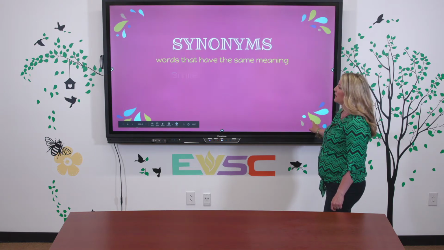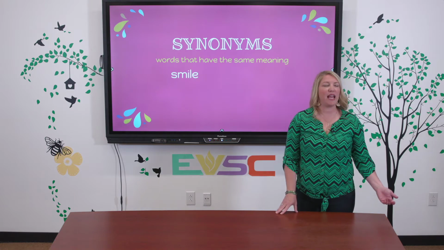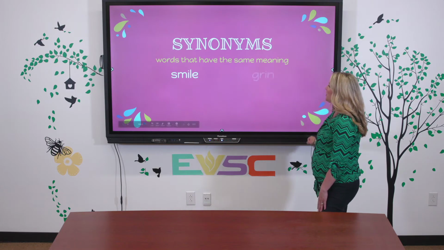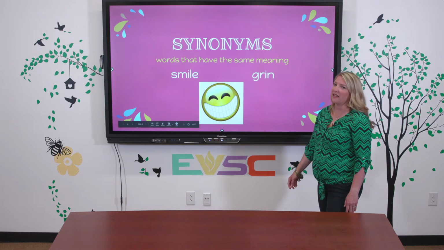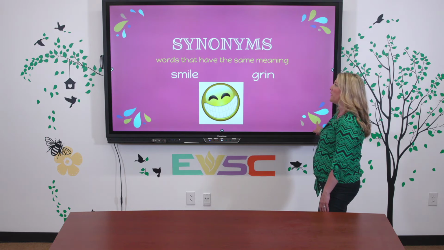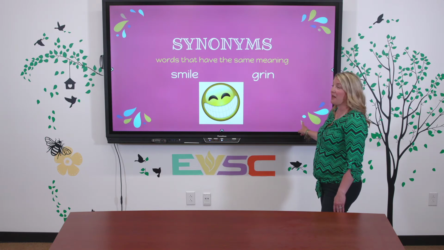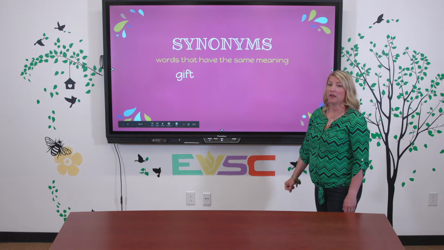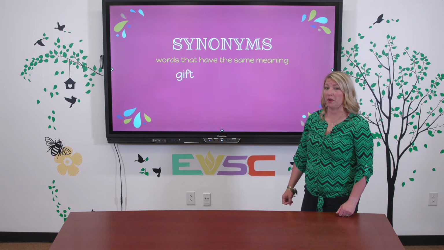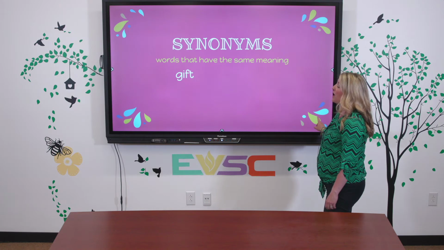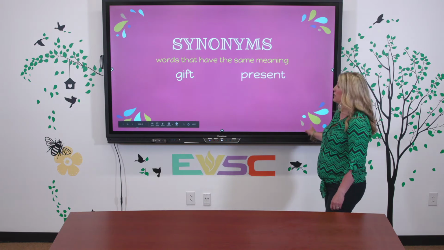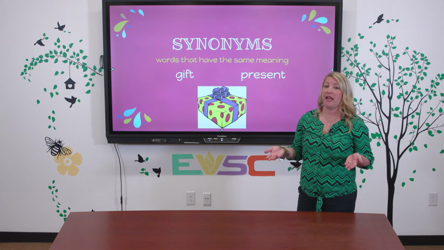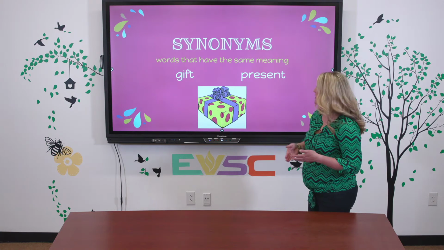Let's try some more. Smile. So if you said she has a nice smile, you could also say she has a nice grin. And isn't that cute? Nice big grin or smile. So synonyms have the same meaning. Let's try two more. Gift. So I brought a gift to the birthday party, or I brought a present to the birthday party. So again, gift and present have the same meaning. So they are synonyms.